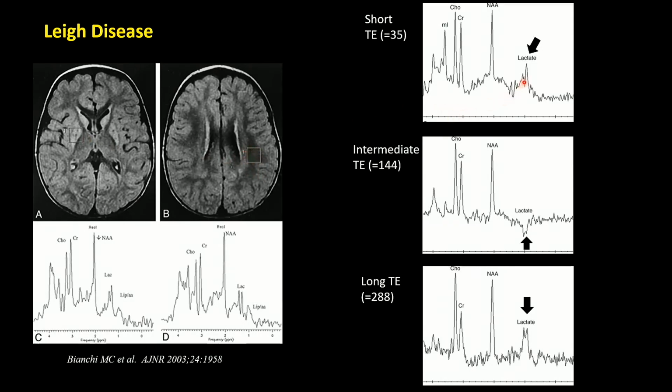Here you can see the upward peak at 1.3 ppm at short TE image, and we can see an inverted doublet at 1.3 ppm on intermediate TE, and the peak is reversed on long TE images. So this is the typical feature of lactate peak, which was inverted in intermediate TE sequences.